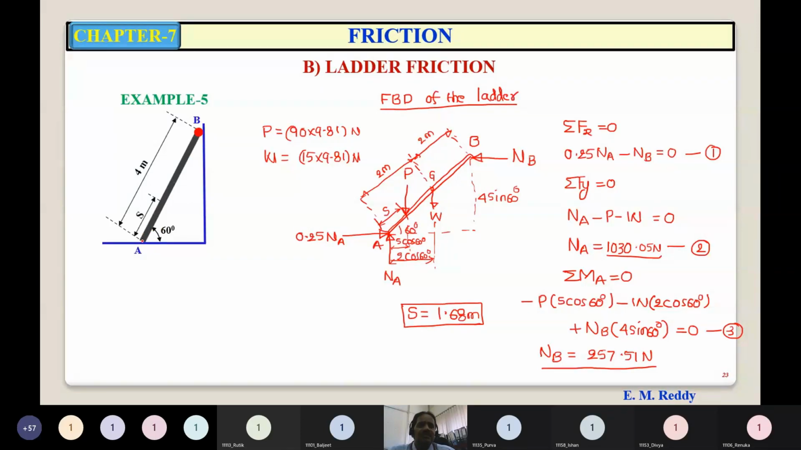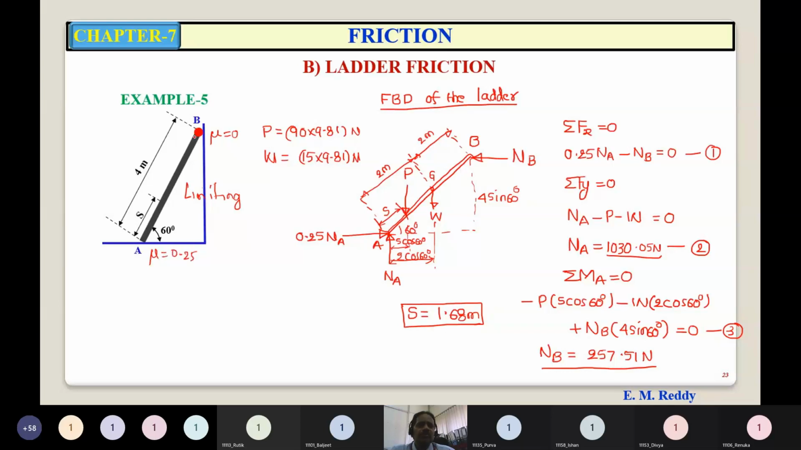Now when he starts climbing from end A, the tendency of the ladder to slip increases, right? So when he reaches a position at a distance S from A, the ladder is about to slip. That means it is in the limiting condition of equilibrium. End A tends to slip towards the left and end B downwards. But end B is provided with a roller, so it will roll over the surface. So there is no friction; the coefficient of friction is 0. And it is given that the coefficient of static friction at A is 0.25.